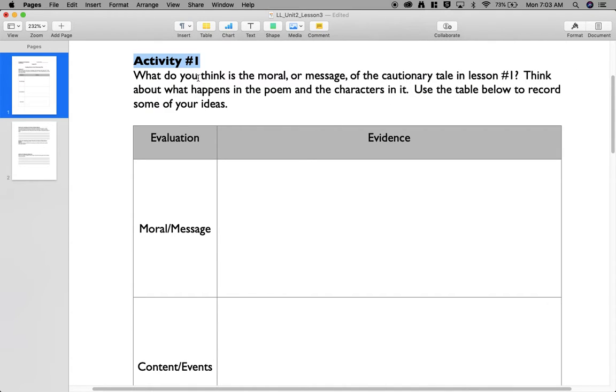Lesson 1. What do you think is the moral or message of the cautionary tale in lesson 1? So what do you think the moral was? Think about it. What was the message that was given to you as you were reading it? I also gave some formative feedback, so you can even add that. Think about what happens in the poem and the characters in it. Use the table below to record some of your ideas.